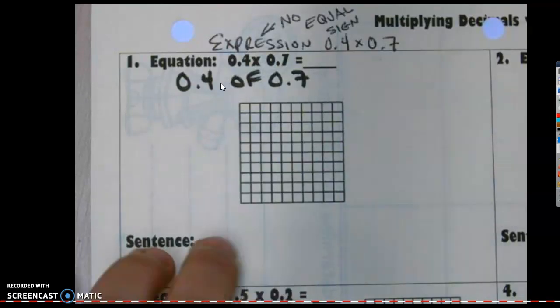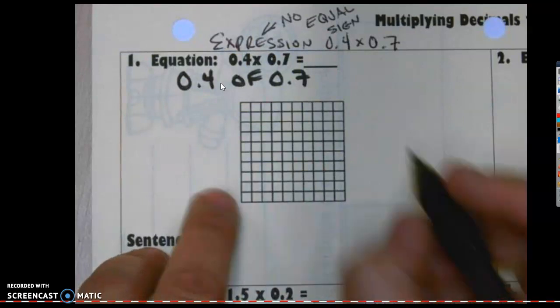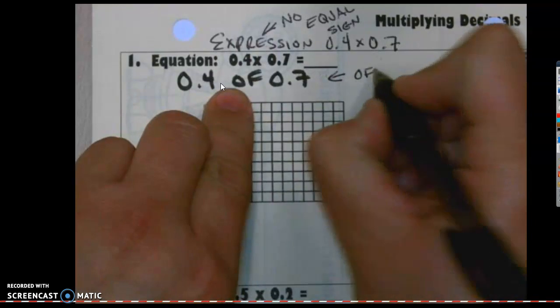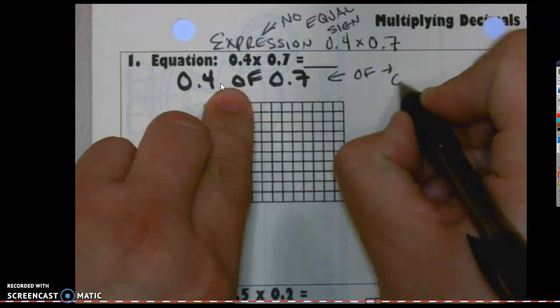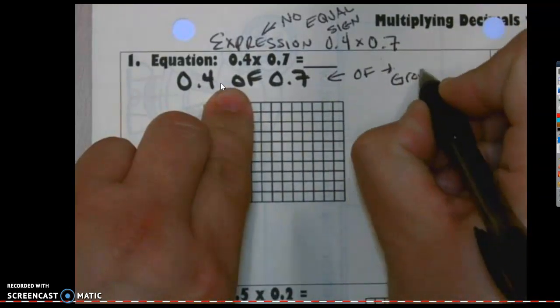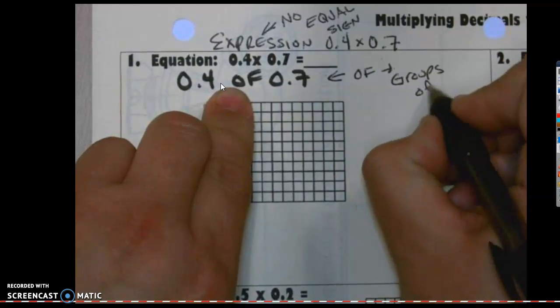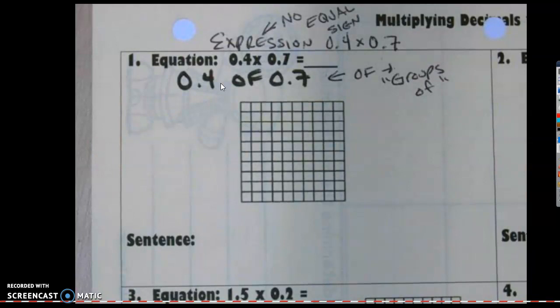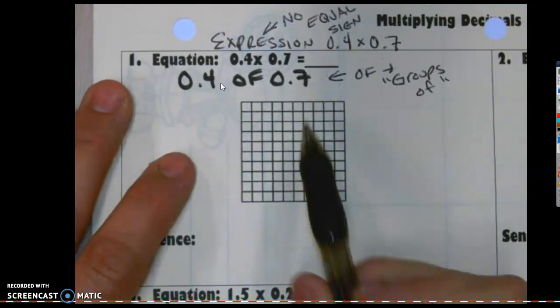Groups of. Very good. Table, was that table 4? Yes, go clip up for your table. Very good. That "of" means groups of. Okay? Groups of. So 4/10 of 7/10. Now, I have my hundredths grid.